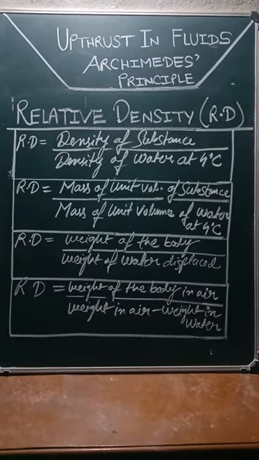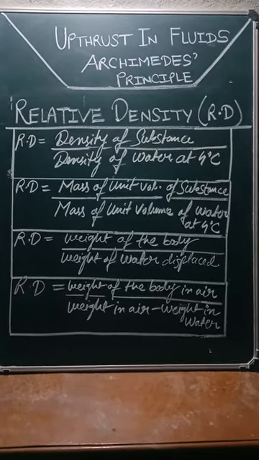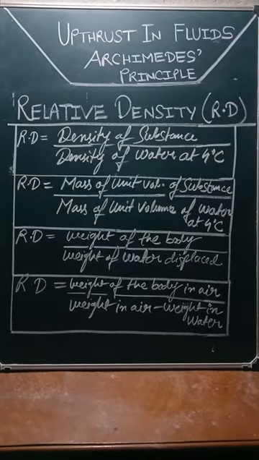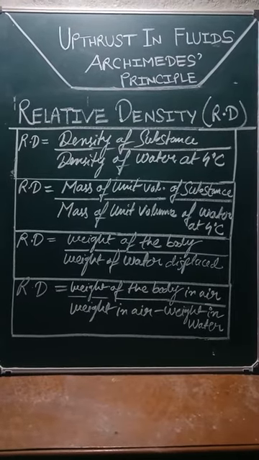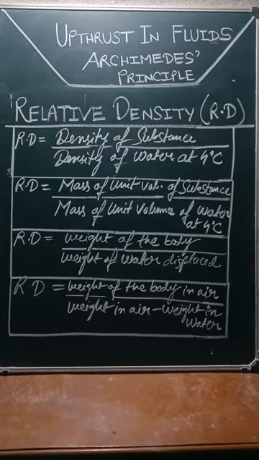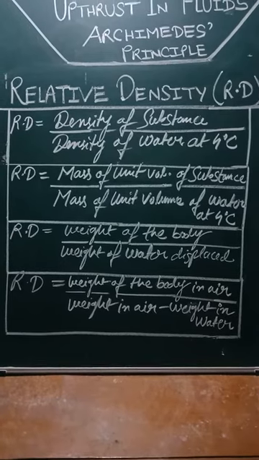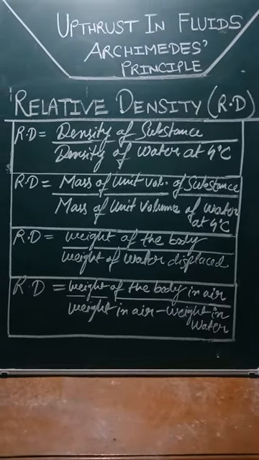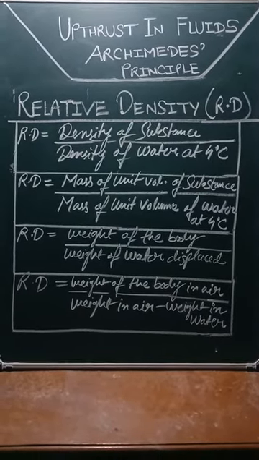The relative density is also known as the weight of the body to the weight of the water displaced, which is somehow relating with the Archimedes principle. Further, we can extend this formula, which is known as weight of the body in air divided by weight of the body in air minus weight of the body in water.